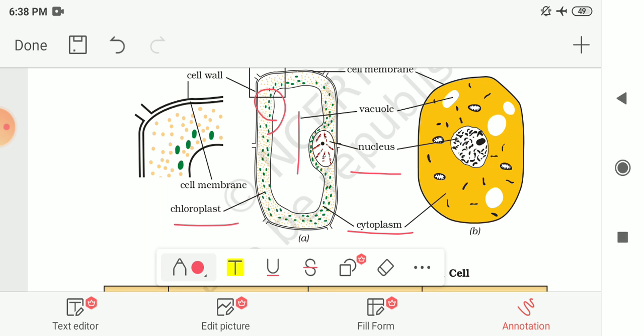And you may recall that chlorophyll in the chloroplasts of the leaves is essential for photosynthesis. This green pigment in the plant cell is helpful in the process of photosynthesis. So this is about the plant cell and plastids. Now next is the comparison of plant and animal cells.